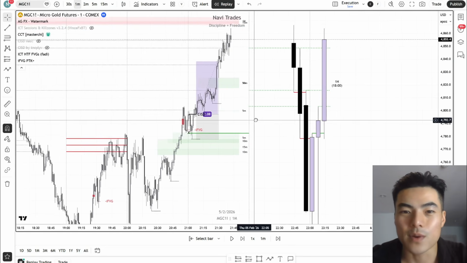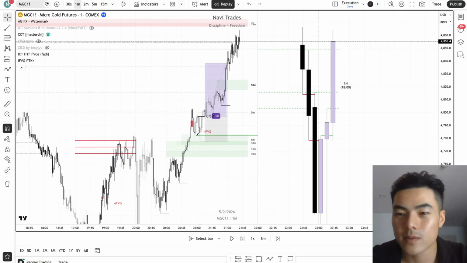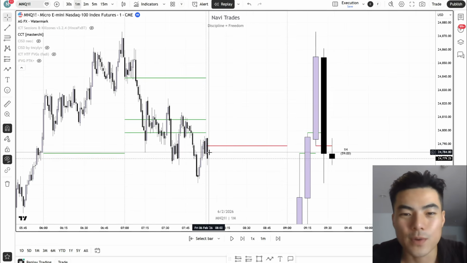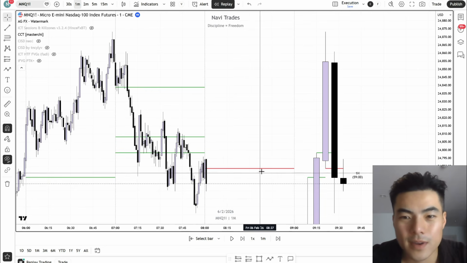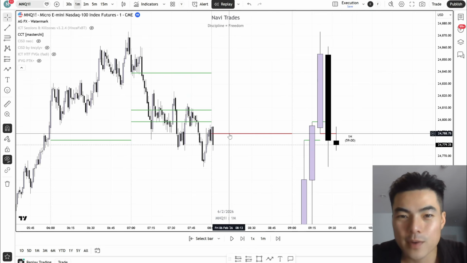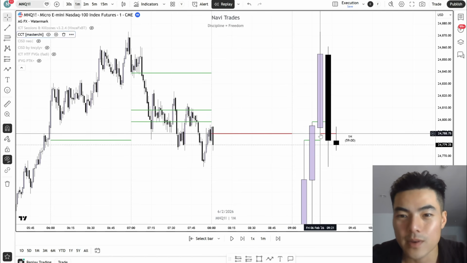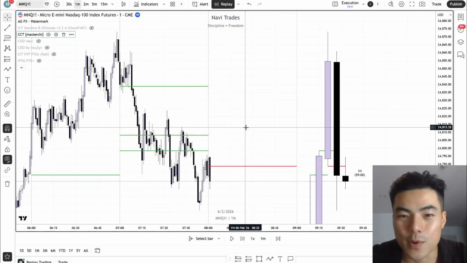All right, that was it for gold. Let's go to NQ. Okay, so here we are on NQ. This is New York, 6th of February. And we have a bearish point of interest created by this big black candle that closes bearishly through this virgin wick, creating this bearish point of interest.